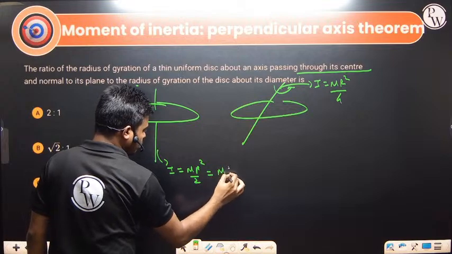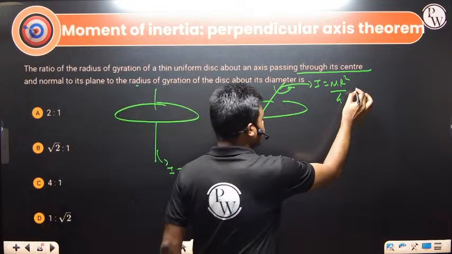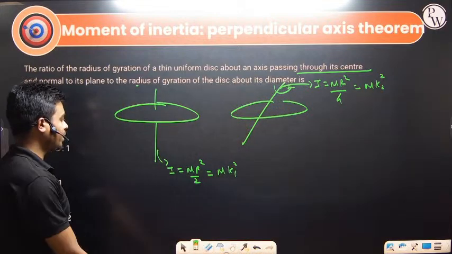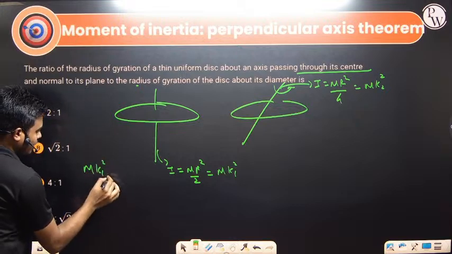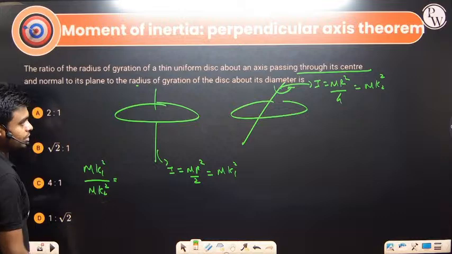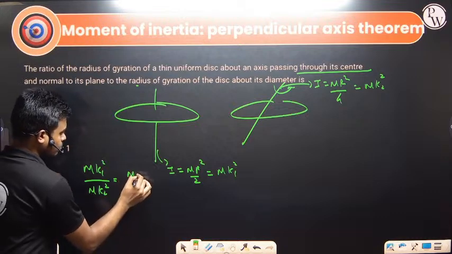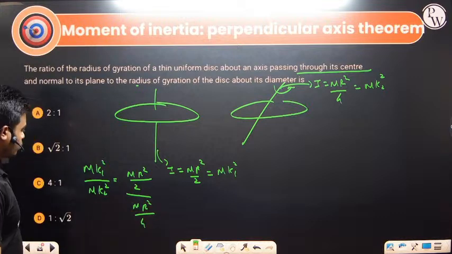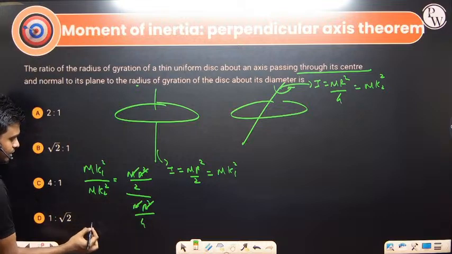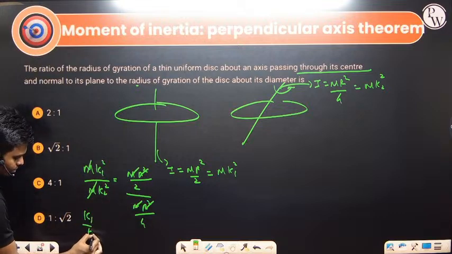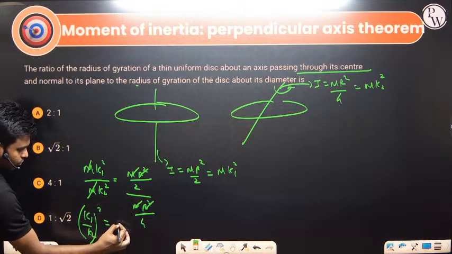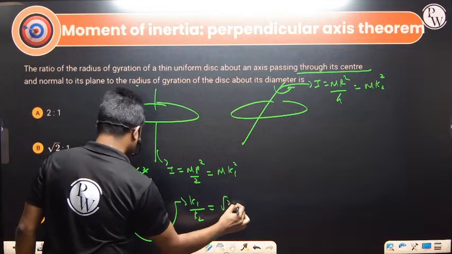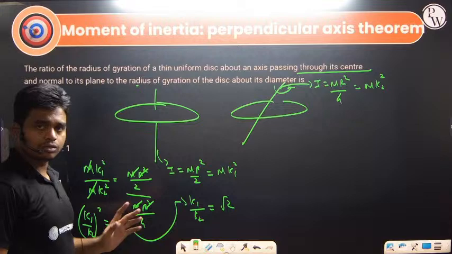So M k1 square and this is M k2 square. They're asking what is the ratio of k1 by k2. So I'll write M k1 square by M k2 square equals MR square by 2 divided by MR square by 4. So MR square cancels, and M also cancels. So (k1 by k2) whole square we are getting as 4 by 2, that is 2. So what is k1 by k2? The k1 by k2 will be root 2 raised to 1. So this is the ratio of the radii of gyration for this case.